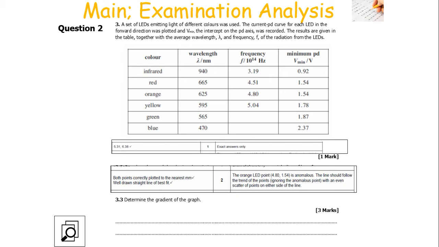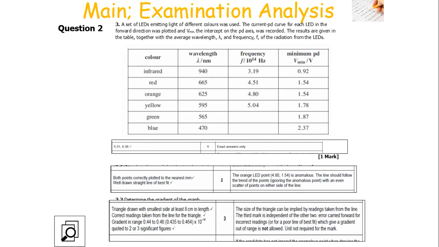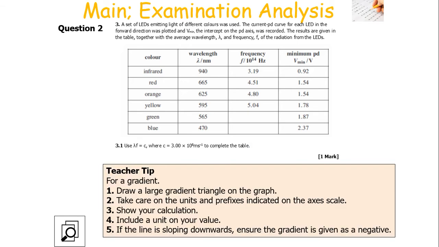Then you determine the gradient of the graph, and a triangle is drawn, a gradient triangle, and you would have it at least 8 centimeters in length. It's obviously going to be a fair size, so you get a valid result. So you consider a fair number of values, and you get a gradient in the range of 0.44 to 0.46, given to either 2 or 3 significant figures as per the question.